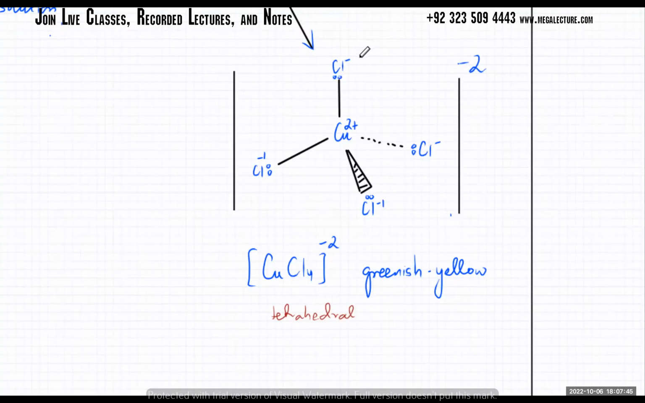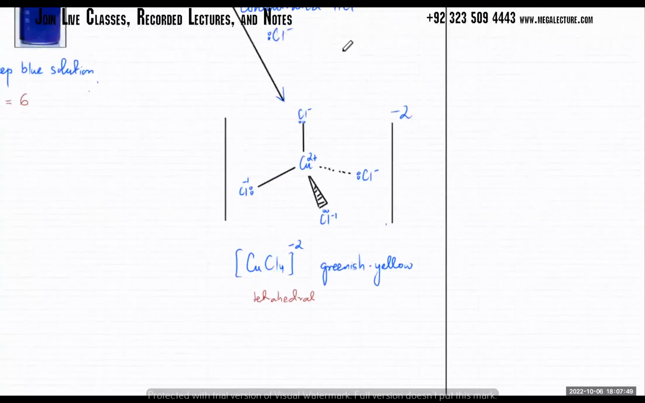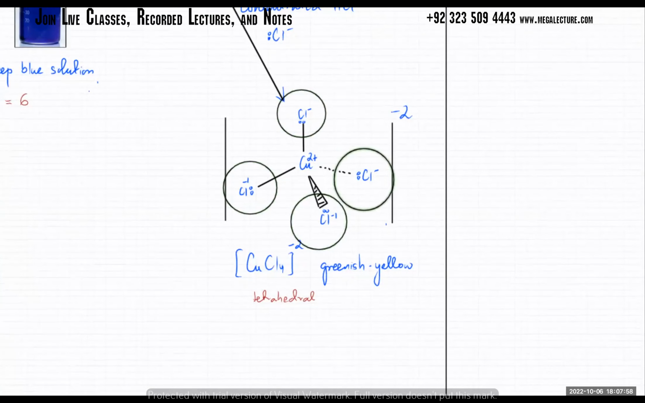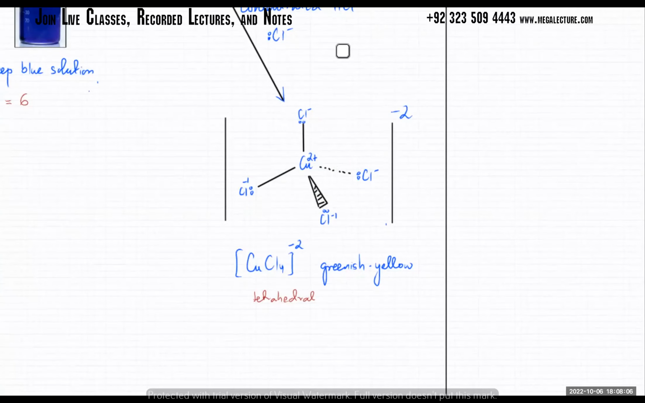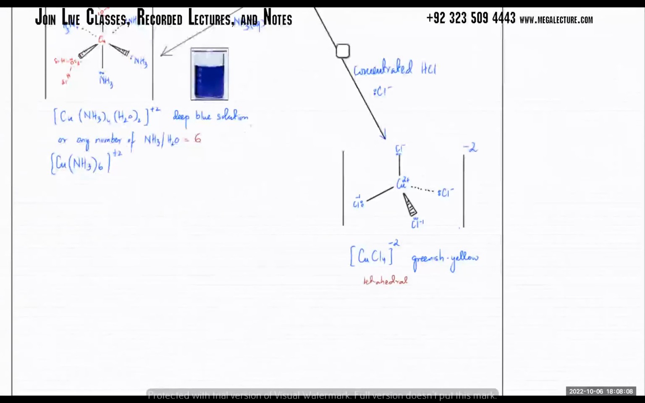You can't fit 6 Cl- ions around it. The Cl- ion is a much bigger ion. It's got a much bigger ionic radius. So based on the size of the Cl- ion, only 4 of them can actually fit around a copper ion. Because you've got a bigger ligand, you can't have a lot of them fitting around it. So that's another complex that you have to remember.